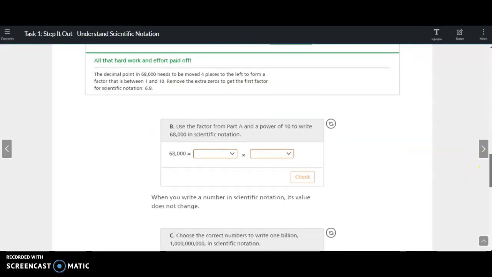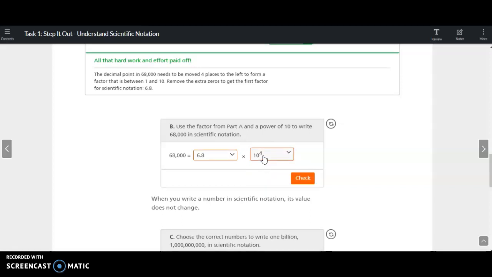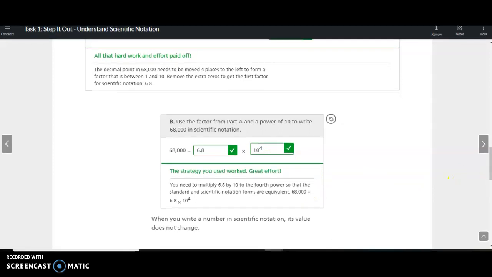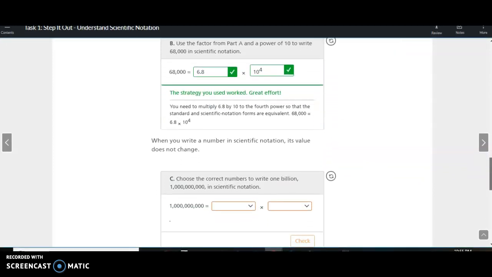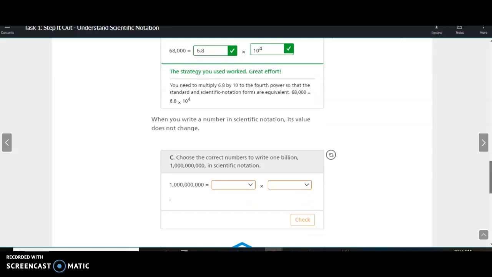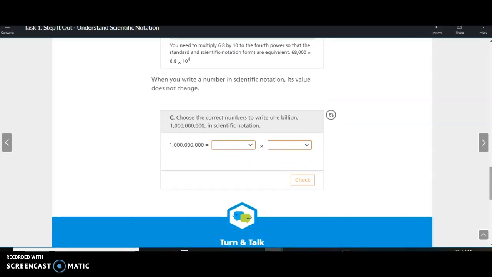So if we were to take 68,000 into scientific notation, we would have 6.8, that is the coefficient, remember always between 1 and 10, times 10 to the 4th power because we had to move that decimal 4 times. And because we're going from a large number to scientific notation, the exponent is always positive. So when you write a number in scientific notation, the value does not change. You're just writing it in a different expression.